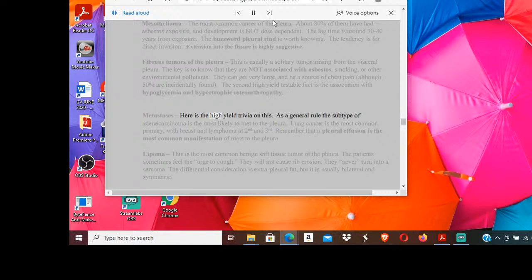Metastases, here is the high-yield trivia on this. As a general rule, the subtype of adenocarcinoma is the most likely to met to the pleura. Lung cancer is the most common primary, with breast and lymphoma second and third. Remember that a pleural effusion is the most common manifestation of mets to the pleura.